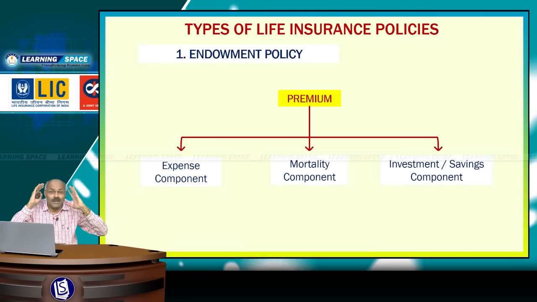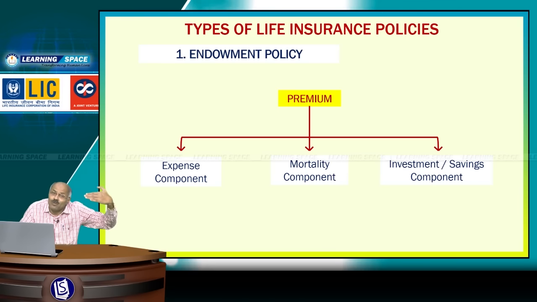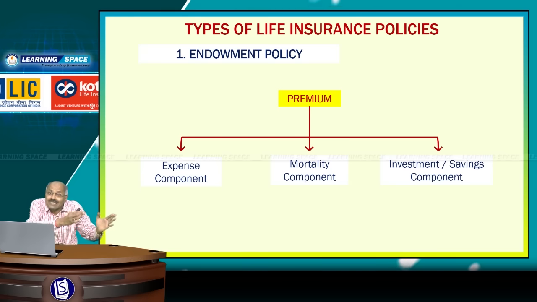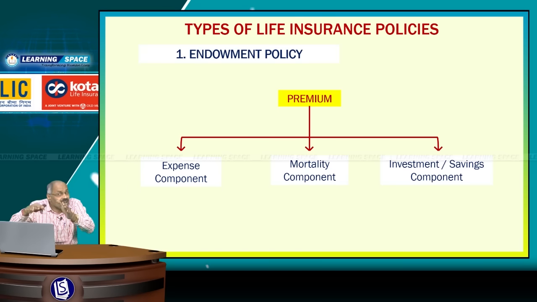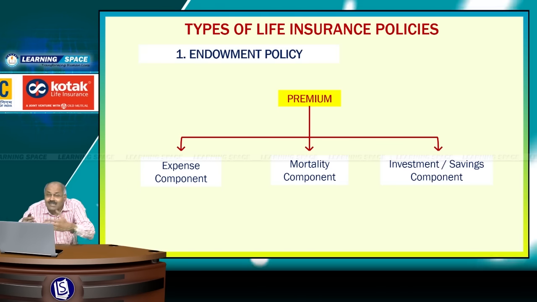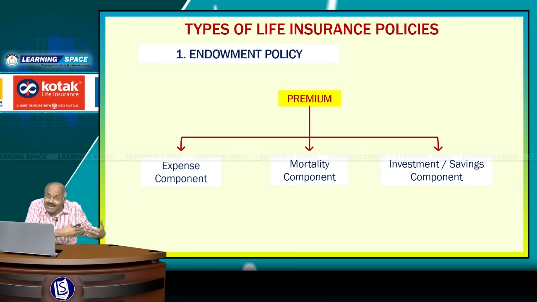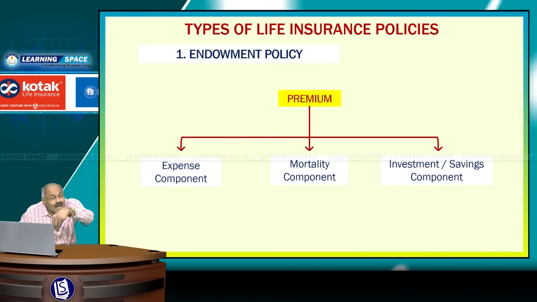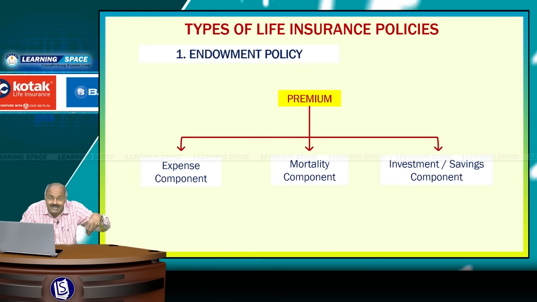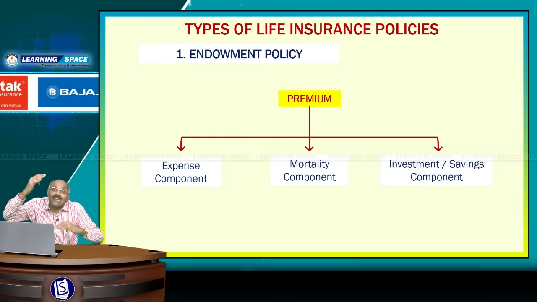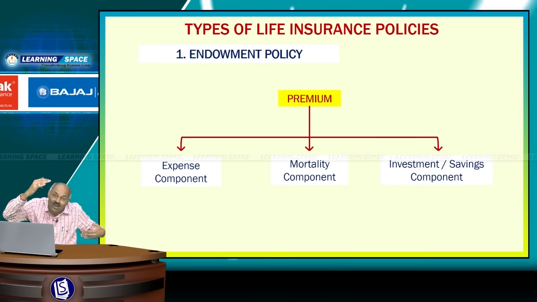So whatever premium we are paying under endowment policy will be divided into expense component, mortality component and investment component. That is divided by them internally. We have nothing to do with it. We will pay only premium, as it involves three components: expense component, mortality component and investment component. The premium will be higher in comparison to term policies.